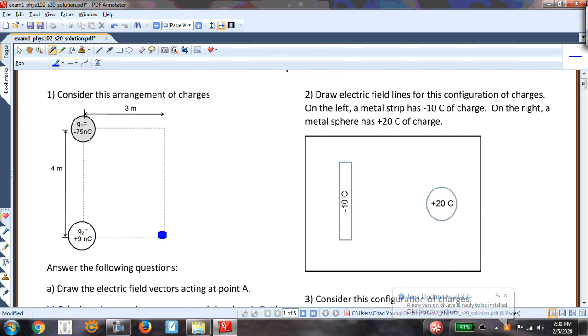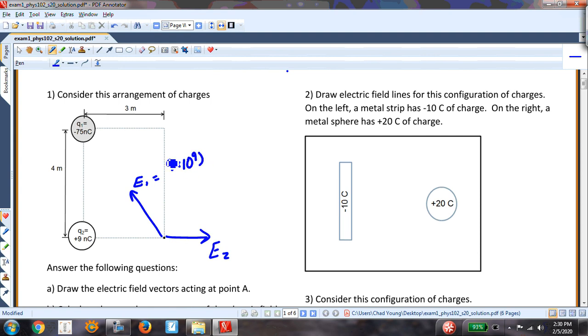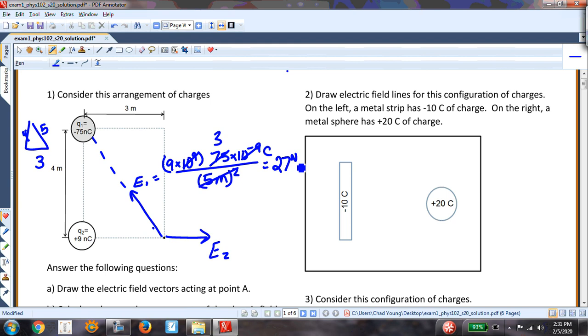I have E1 is going to be up and towards that 75 nanocoulomb, and then E2 is going to be in this direction. So E1 and then E2, and then let's go ahead and find the magnitude of E1. That's going to be kq over r squared, that's 9 times 10 to the ninth, times q, which is 75 times 10 to the minus 9 coulombs, divided by the distance. This distance, let's see, it is a 3, 4, 5 triangle, is 5 meters. That's squared. So this cancels with that and leaves 3. 75 divided by 25, and then these cancel, and that leaves me 27 newtons per coulomb.